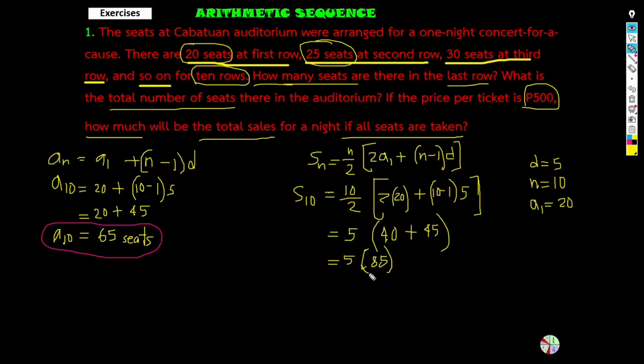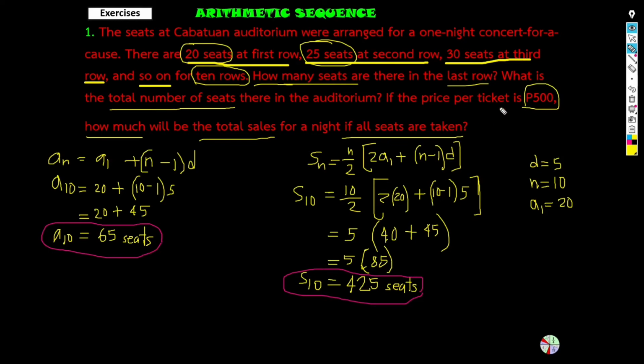Okay, s sub 10 is just equal to 8 times 85 times 5, or 5 times 85, which is equal to 425. The unit is seats because it's the total number of seats for 10 rows in the auditorium. Now, how much will be the total sales for a night if all seats are taken?